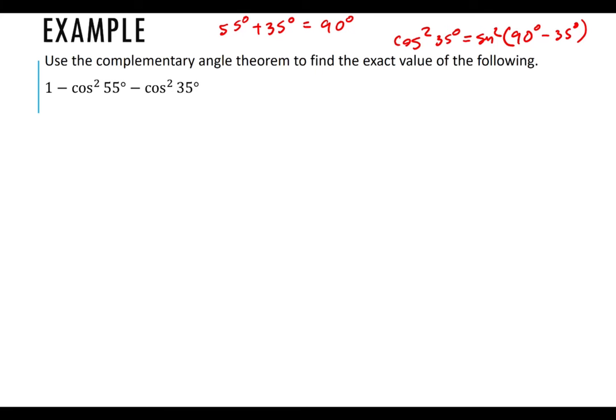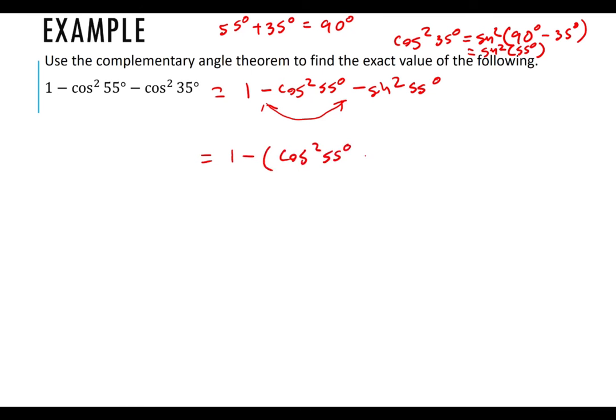But 90 degrees minus 35 degrees is just going to be 55 degrees. So that's sine squared of 55 degrees. Okay, well let's plug that in and rewrite this. This is then 1 minus cosine squared of 55 degrees minus sine squared of 55 degrees. At this point, if we're trying to figure out what in the world we could do further, I notice these two negatives here. I'm going to treat those as the greatest common factor, and so I'm going to factor that negative out. This is then 1 minus cosine squared of 55 degrees plus sine squared of 55 degrees.